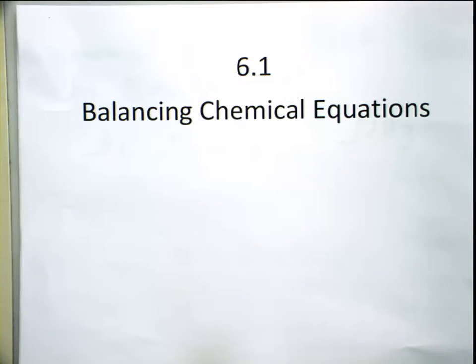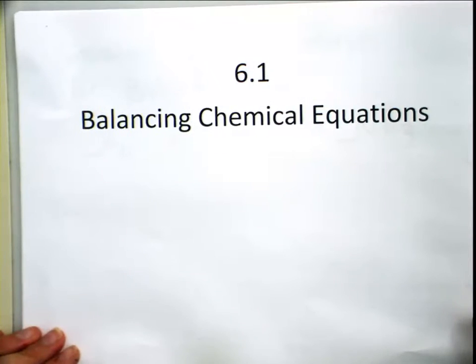Our first video in Chapter 6 for Chemistry 121 at UND is on balancing chemical equations. When balancing a chemical equation, what's being done is making sure that the chemical equation does not disobey the law of conservation of mass, which says that matter cannot be created or destroyed during a process.